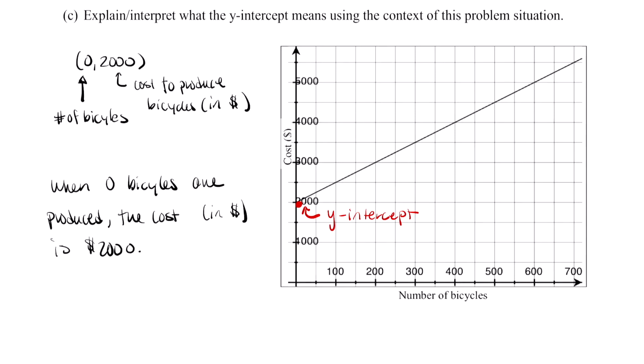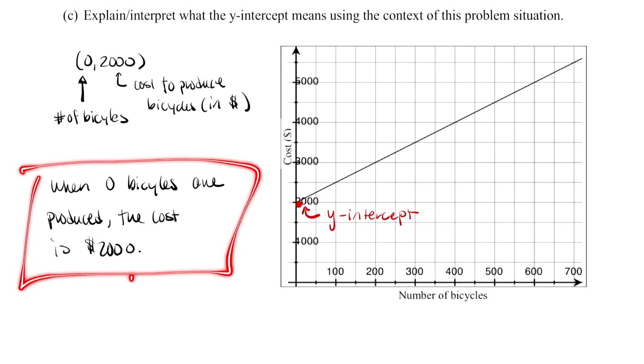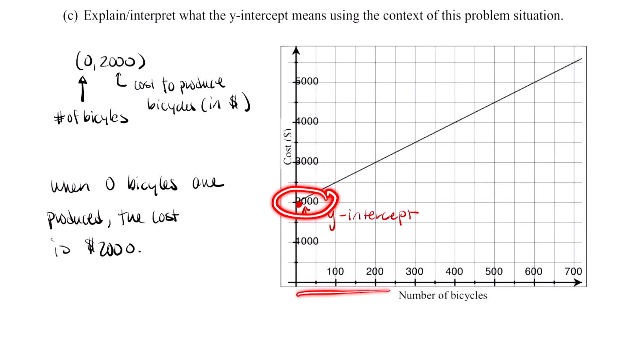And actually, this is redundant here, so let me erase that. So the cost is $2,000. So you might be asking yourself, how does it cost $2,000 to create 0 bicycles? Well, most businesses have some kind of overhead cost, some basic cost that they have to pay no matter what, no matter how many widgets, or in this case, bicycles they produce. This bicycle making vendor will always have to pay this amount of cost. And it doesn't really say per month, per year, per day, we don't know. I just know that this vendor has an overhead cost of $2,000 that no matter what, even if they produce 0 bicycles, they have to spend this amount.